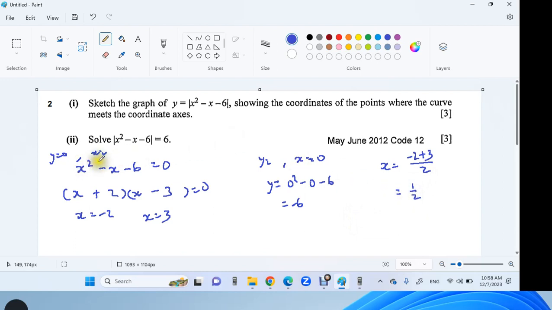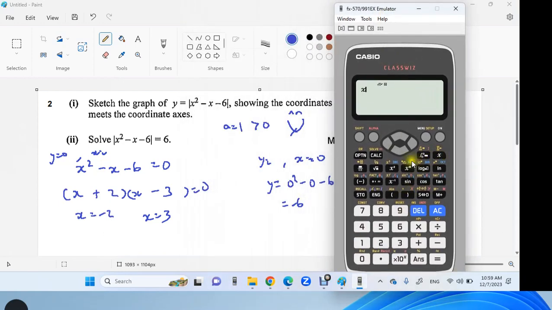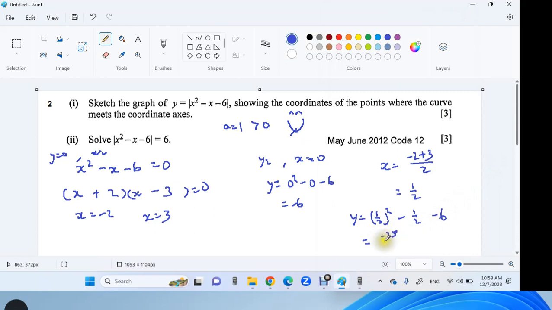Okay, this one, a is 1. So a is equal to 1. It's greater than 0. It is a smiley face. Okay, so the minimum value: we have x equals 1 over 2. The y is 1 over 2 squared minus 1 over 2 minus 6. So it will be x squared minus x minus 6. Calculate. I substitute with 1 over 2. Then it will become negative 25 over 4.